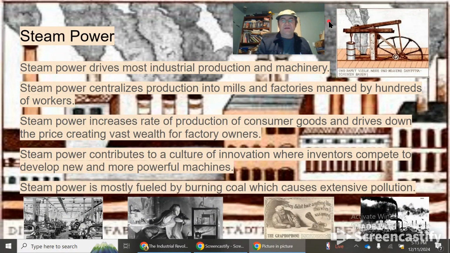Steam power, as harnessed in the steam engine, was the innovation that drove most industrial production and machinery.